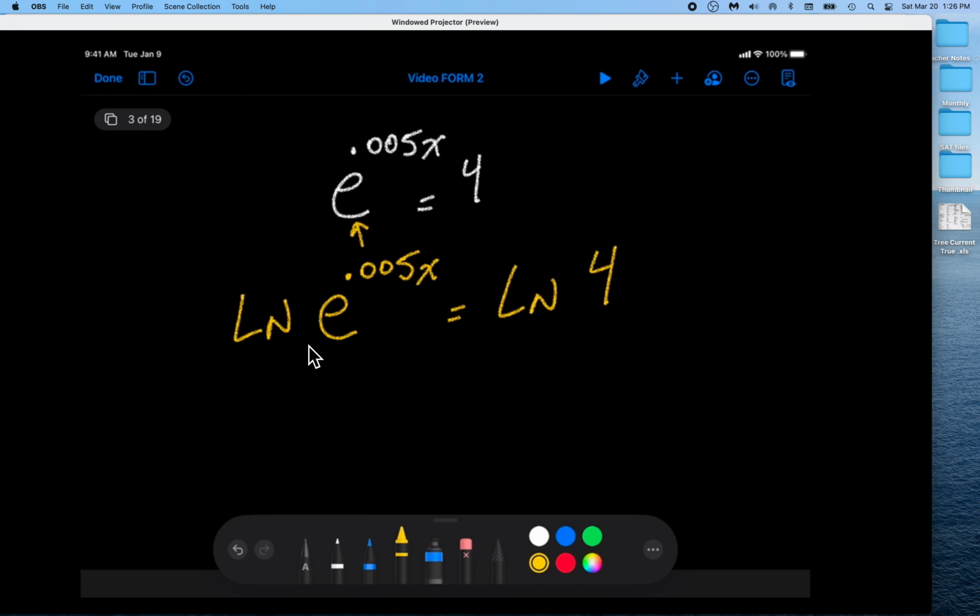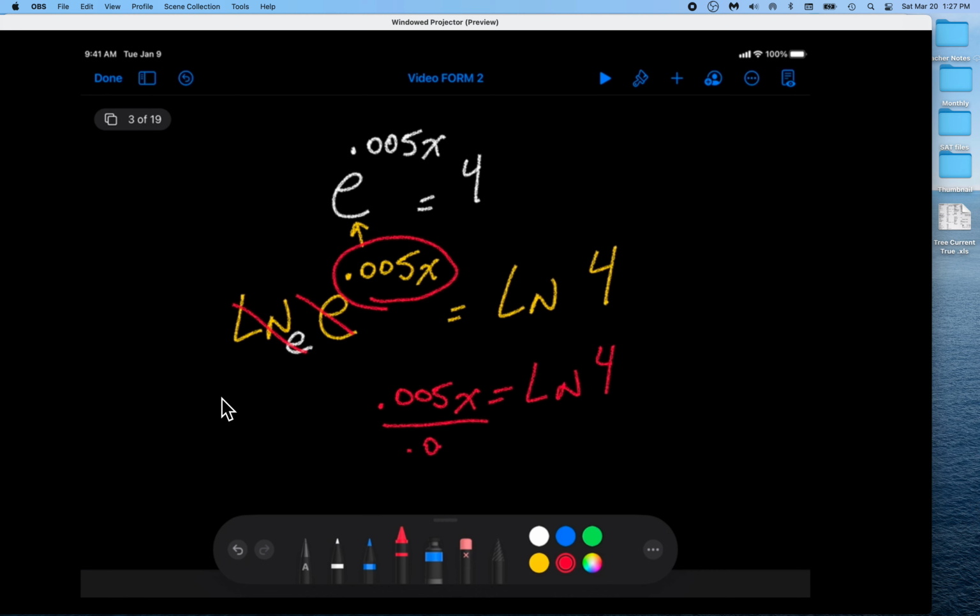What is the base here? It's e. Whenever you have a logarithm with a base that matches the base of the argument exactly, you cross these out. So this simplifies to that. All you have left is the exponent. Divide both sides by 0.005. And when you punch that into the calculator, you get x equals 277.26.